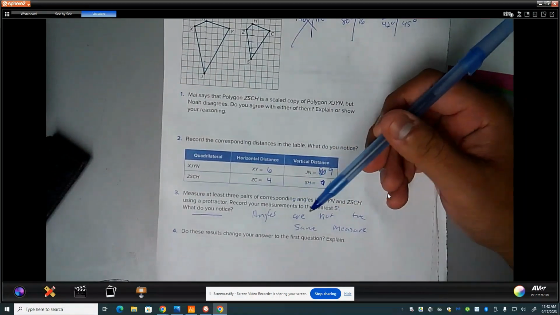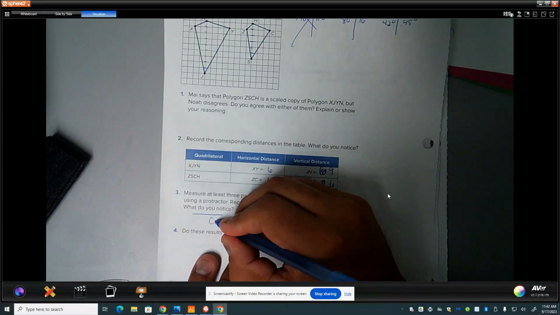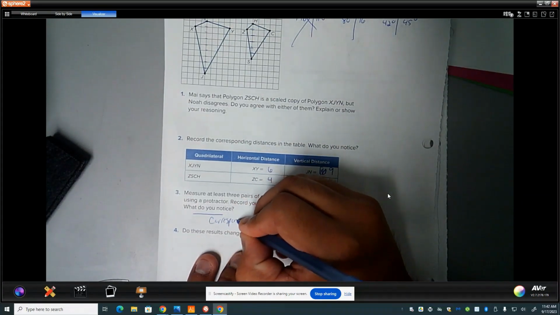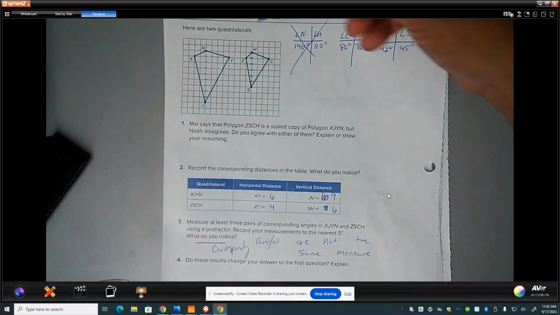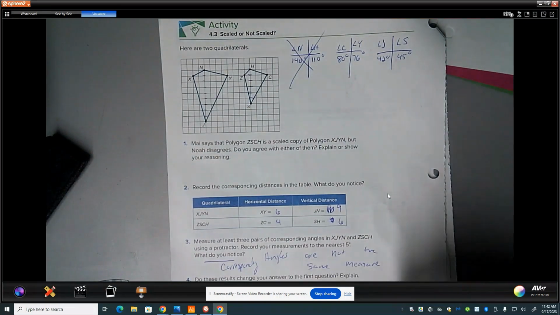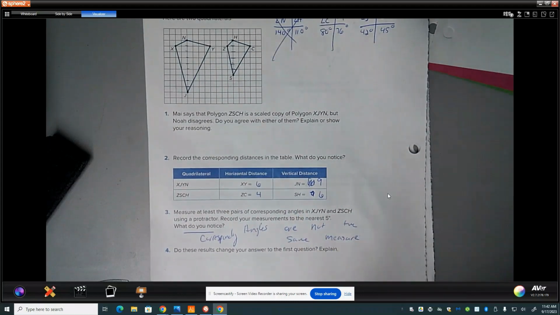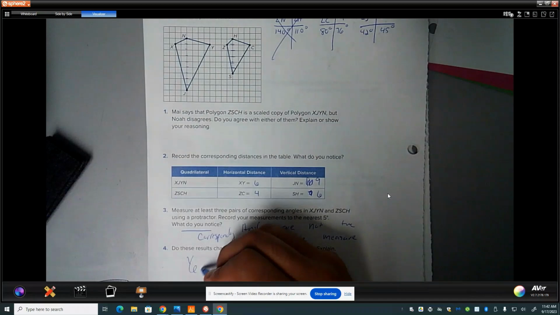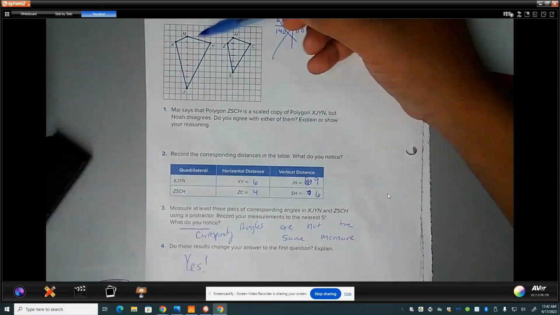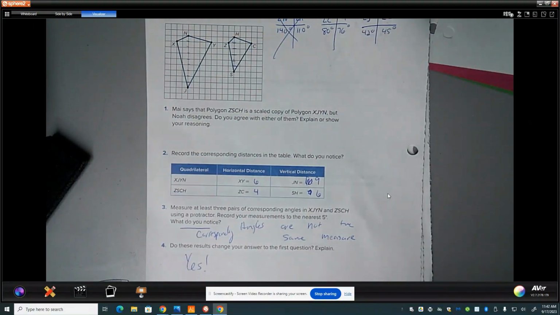Now, an important key feature that I forgot to mention is not only that the angles are not the same, but the corresponding angles are not the same measure. And we know that in order to have a scaled copy, not only do we have to have a scale factor, and not only does the image not have to be distorted, but the angles also have to be the same. So do these change our results in the first question? I would say yes, because when I looked at the first question, giving it the eye test, it looked to be scaled, but as we dove in deeper, we finally realized that it was not.